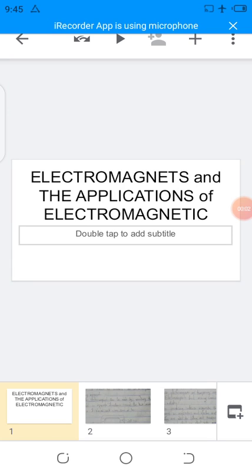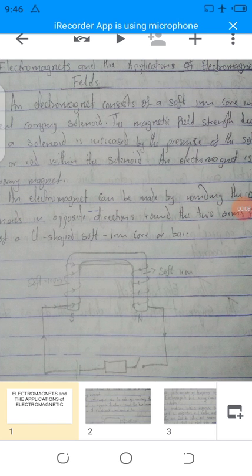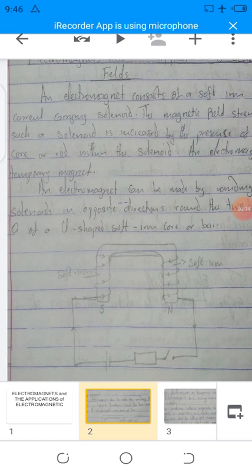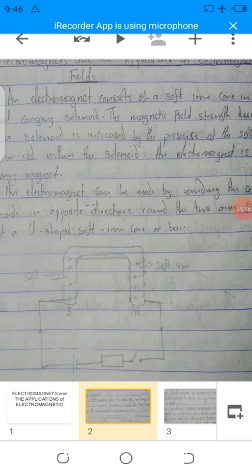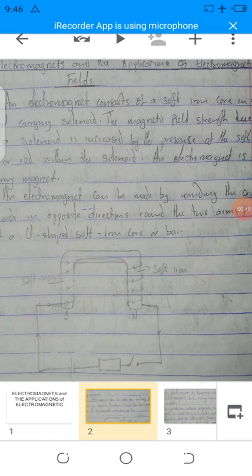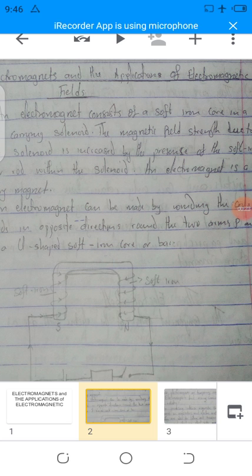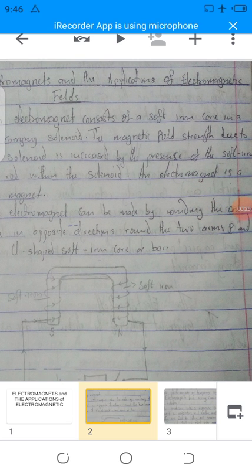Students, our topic today is electromagnet and the applications of electromagnetic field. An electromagnet consists of a soft iron core in a current carrying solenoid. As the name implies, electromagnet contains two things in one. Number one is electric, number two is magnetic field.